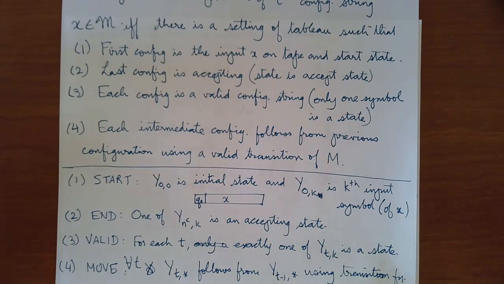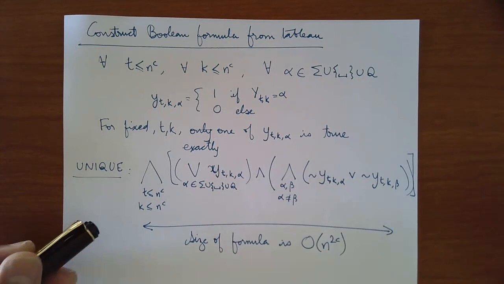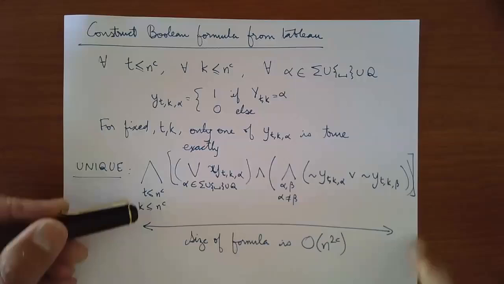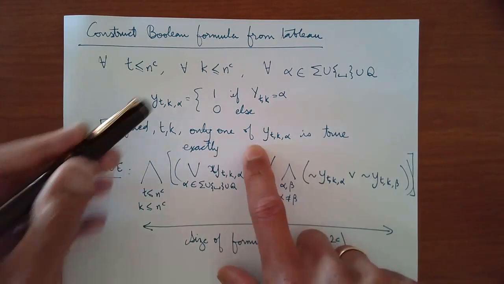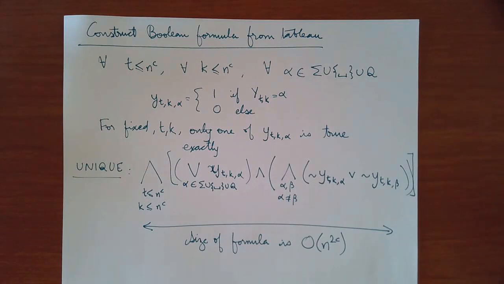The way I'm going to write this down, are there any questions about this? Once you've written down this formula, note that this formula is just something syntactic that can be written down by an algorithm. An algorithm just goes and writes this formula down. And this formula ensures that we're effectively filling a tableau, because when this is true, for each t and k, exactly one of these y_tk alpha is true. That is encoding the fact that capital Y_tk is equal to alpha, which is the symbol that goes in that position of the tableau.